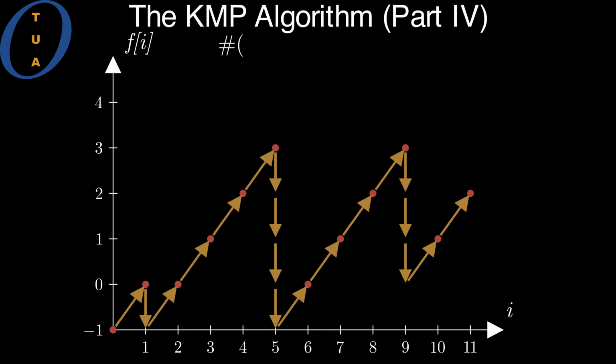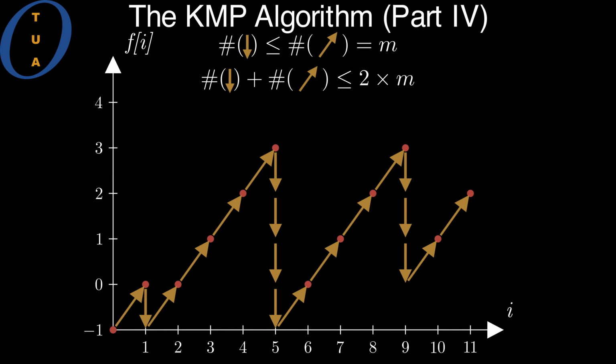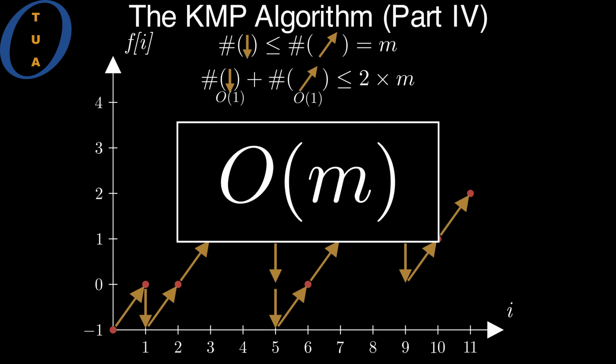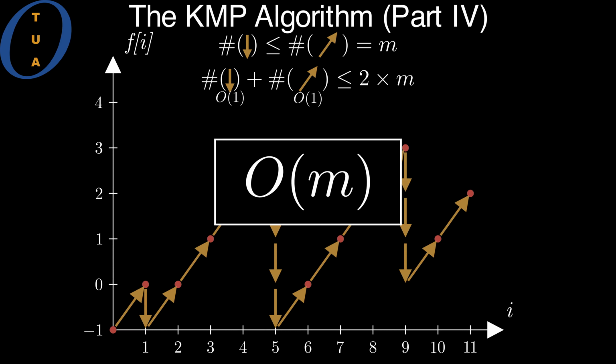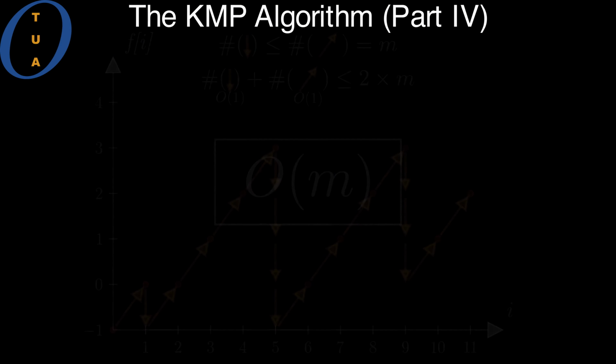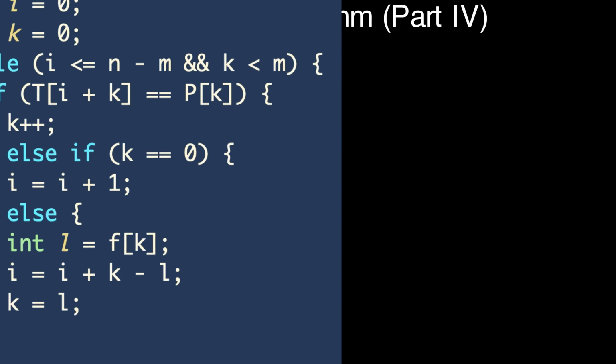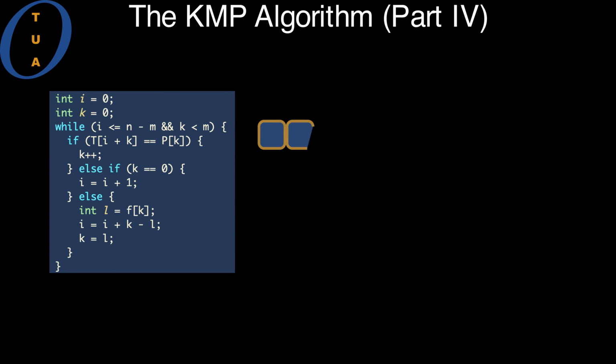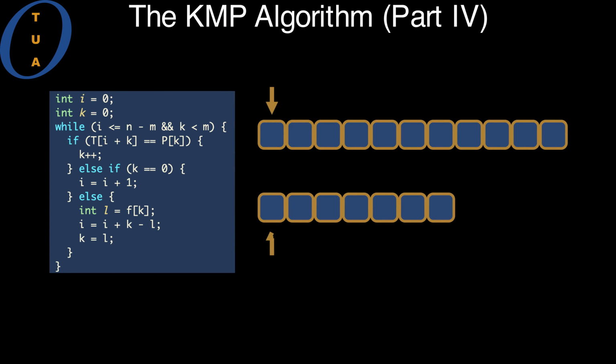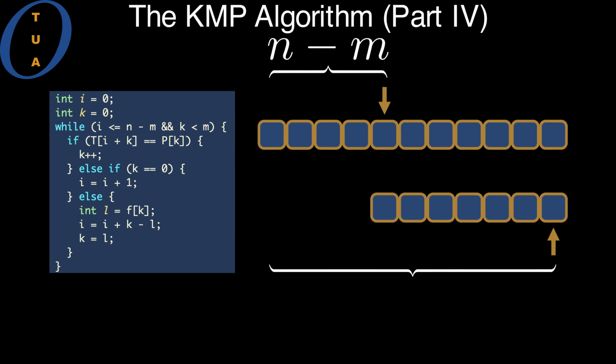So there are at most as many down arrows as there are up arrows. But there are exactly m up arrows, and therefore at most 2 times m arrows overall. As each arrow represents one unit of time, it follows that the running time of the preprocessing phase is big O of m, which is linear in the size of the pattern. In the next installment, I will discuss the implementation of the core KMP algorithm, and also show that it has a linear running time by using a visual argument.